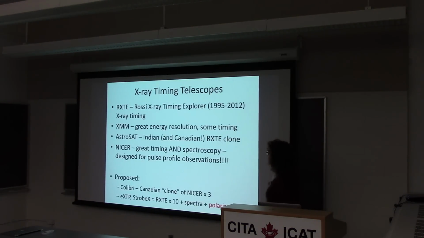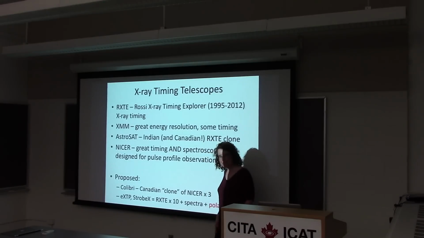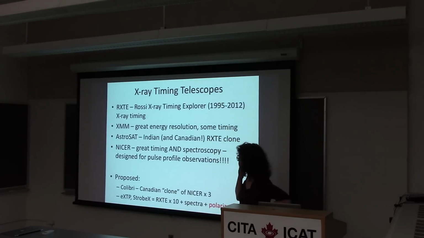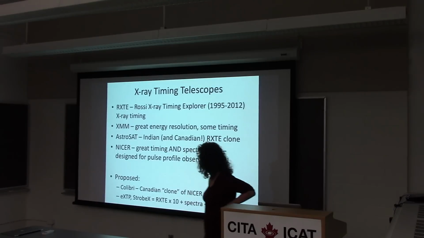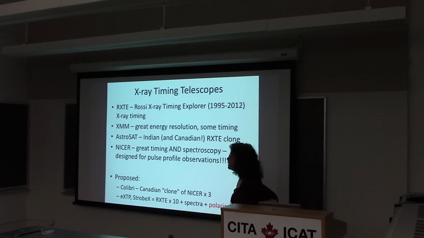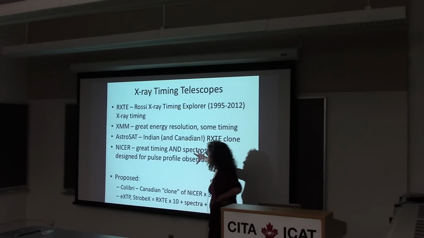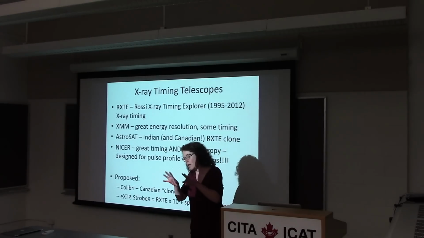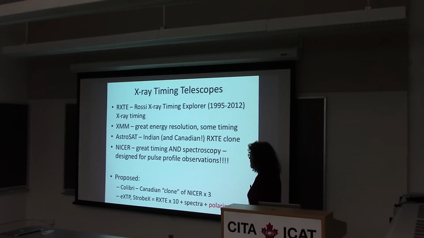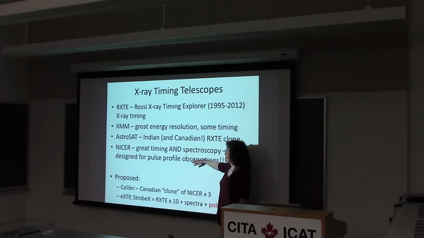So I'll just comment. I don't know how many people here have dealt much with X-ray timing, but of course the most important X-ray timing mission was the Rossi X-ray Timing Explorer, which has since died, but there's lots of nice legacy data. XMM can do some timing, but it's really an energy spectrum machine. AstroSat, which has Canadian content, does X-ray timing, although it hasn't done very much with neutron stars yet. And then, of course, NICER, which is sitting on the International Space Station, was basically designed to do this type of observation. And so it's got the right energy response and timing abilities to do that.